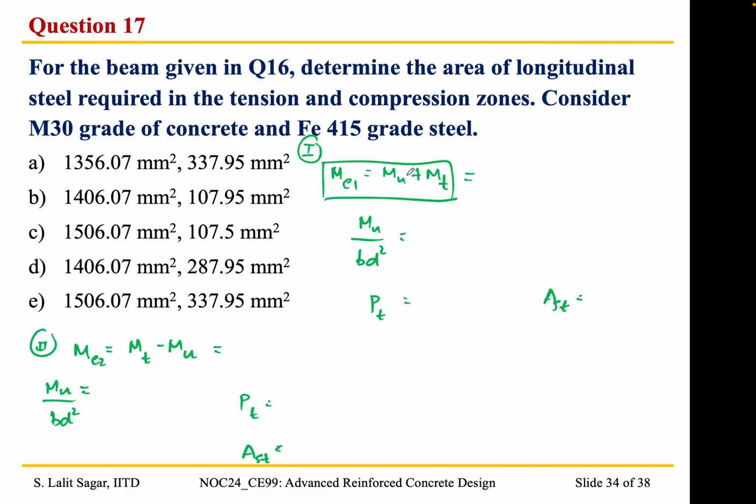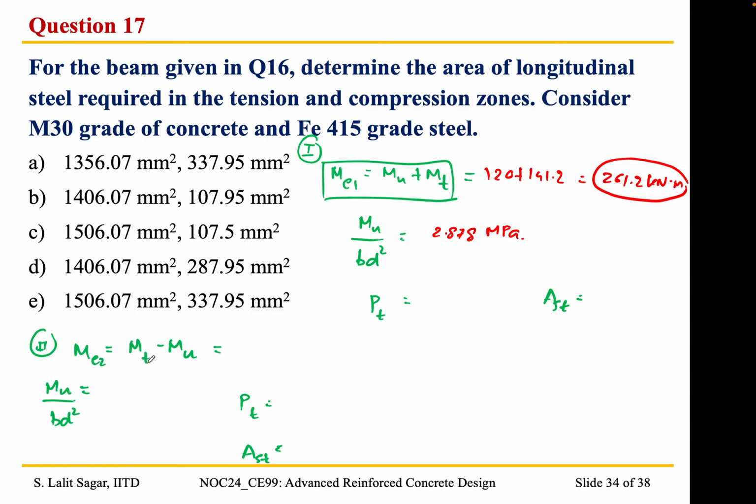So MU1 is equal to 120 plus 141.2, that is 261.2 kilonewton meter. And here Mu by bd square, I got a value of 2.878 MPa.